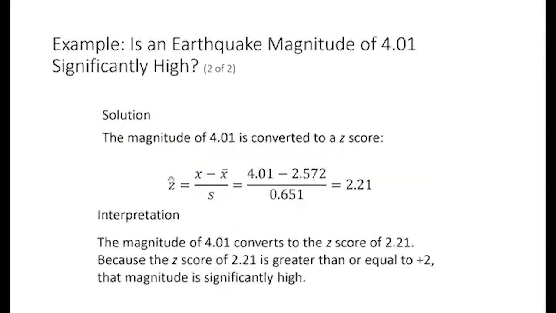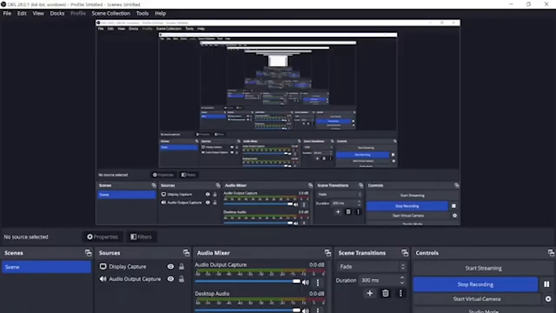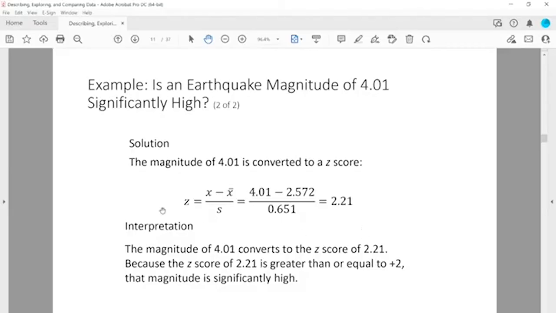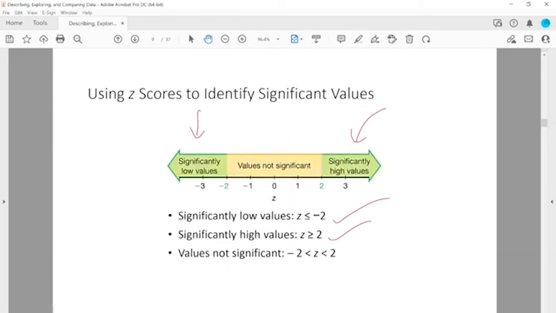For that, we can calculate the z-score. So as you can see, the z-score is equal to the data value minus the mean, divided by the standard deviation. As you plug in the values of x bar and s, you can find that the z-score is 2.21. It means having this magnitude 4.01 is significantly high, because if the z-score is greater than 2, that means that value is significantly high.